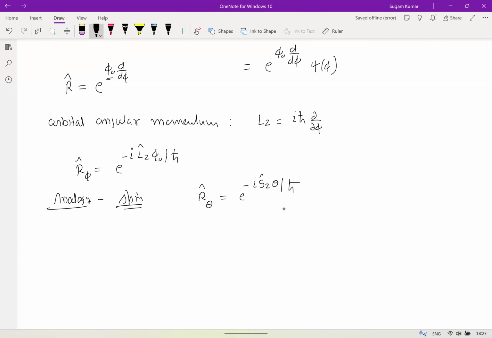Now, it is in one direction particularly, but in general, this R theta is written like e power minus iota S n dot n into theta upon h cut. Now you can think that this quantity can sometimes become Sz, sometimes Sx, or Sy, or maybe it is written also in this format.